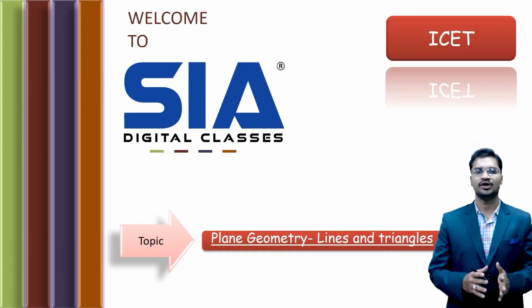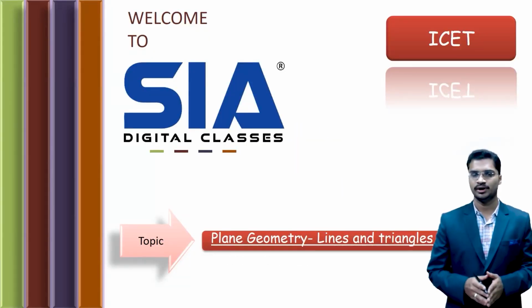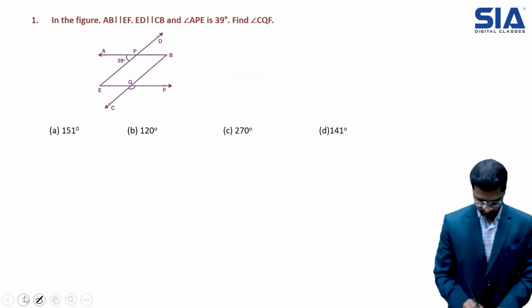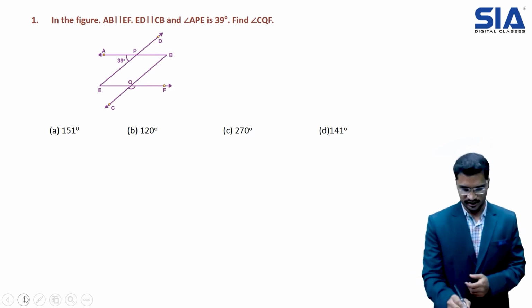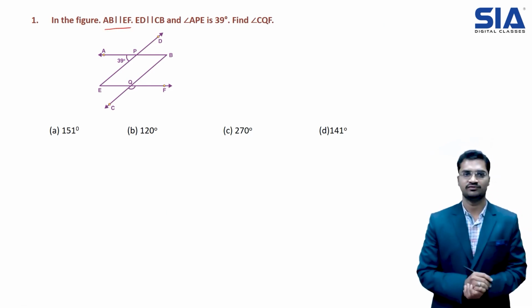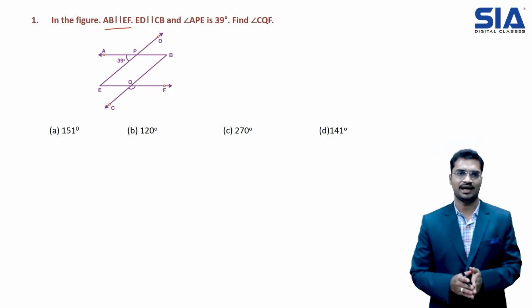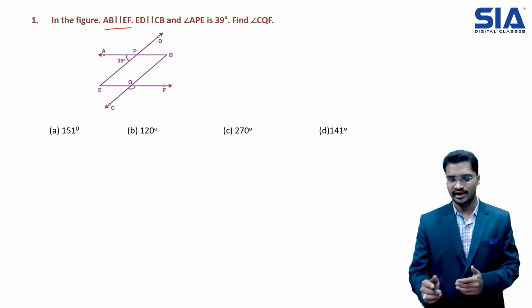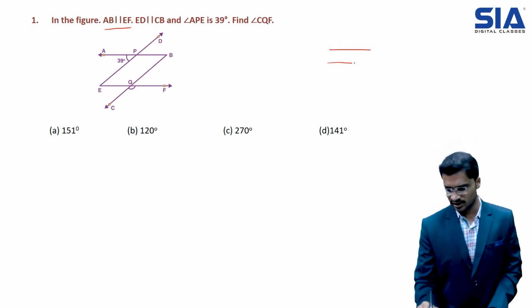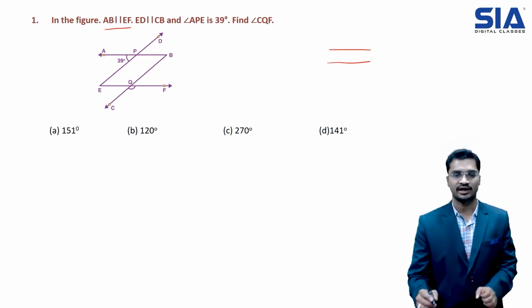In this video, we are going to solve some questions from our topic plane geometry, lines and triangles. So let us start. Our first question from plane geometry, lines and triangles is here. Given that AB is parallel to EF, and also ED is parallel to CB. So here indirectly he is asking us to use the transversal concept.